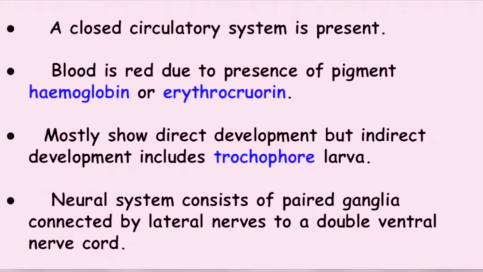And what about the circulatory system here? It is of closed type. And blood is red in color, right? Due to the presence of a pigment. What is that red pigment called? You call that hemoglobin. Or erythrocruorin, there is another term given, erythrocruorin. Mostly they show direct development. But when you talk about indirect development, it includes trochophore larva. And the neural system consists of paired ganglia connected by lateral nerves to a double ventral nerve cord.